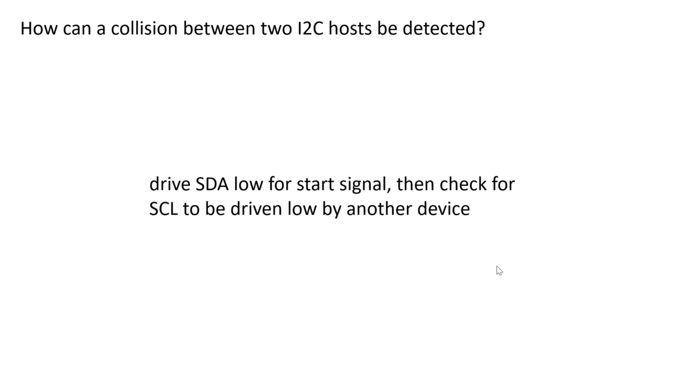So the first phase is drive SDA low and then check for the clock. See if anyone tries to drive clock low, because remember, clock and data are normally high. So I'm going to drive data low and wait for anyone to try to drive the clock low. If that doesn't happen, chances are I've got control.